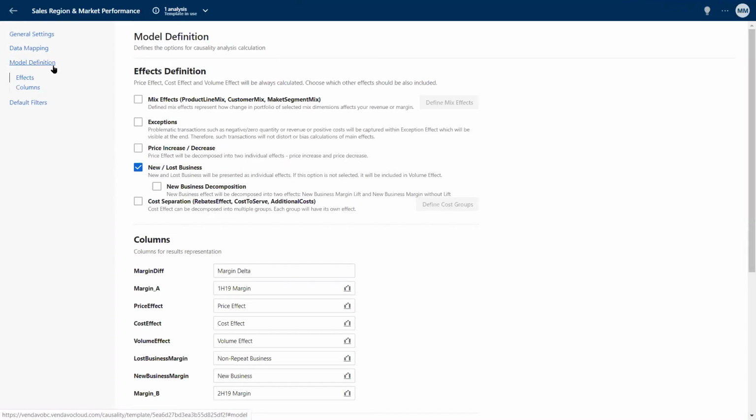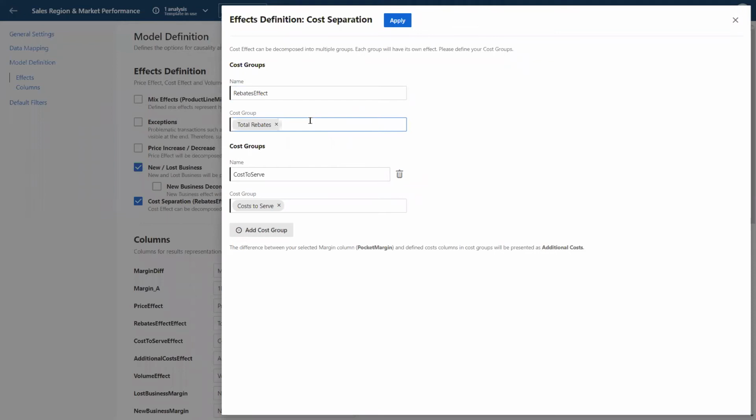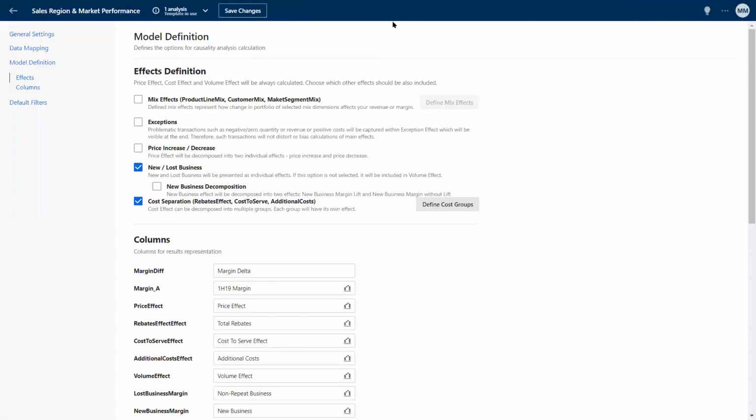In this model definition section, you can select the relevant effects. Now, let's activate the cost separation and add the main cost contributors of interest, such as total rebates and cost to serve effects, to increase the level of granularity in my analysis.